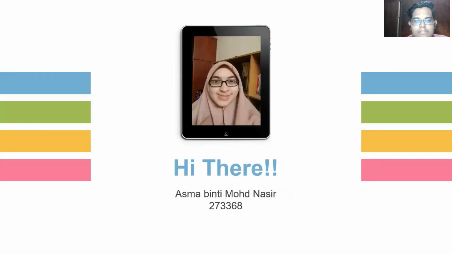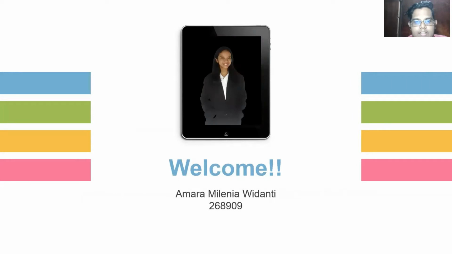Her name is Asma binti Muhammad Nasir. Her metric number is 273368. Her name is Amara Miliana Vidanti. Her metric number is 268909.